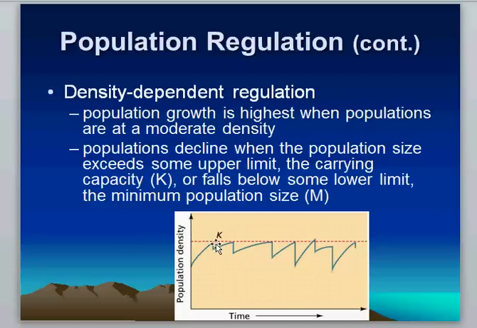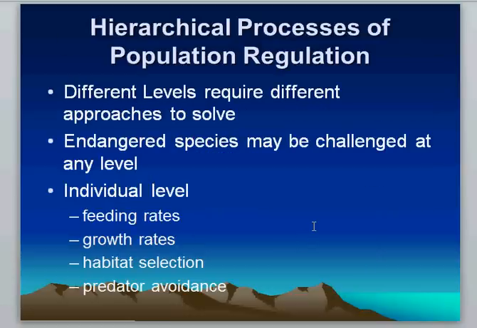Those are the two main types of population regulation, and those are the things that we would need to watch out for. As you can imagine, if you're trying to conserve an R-selected species, you are probably going to have a different conservation strategy than if you are trying to conserve a K-selected species.